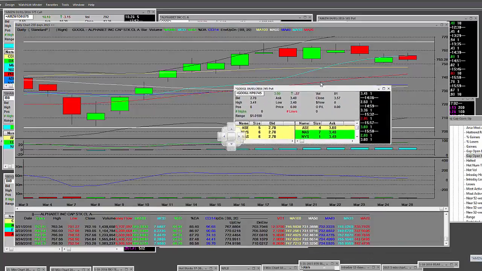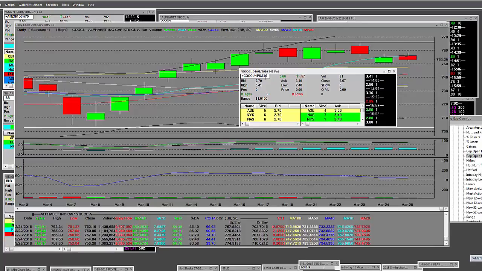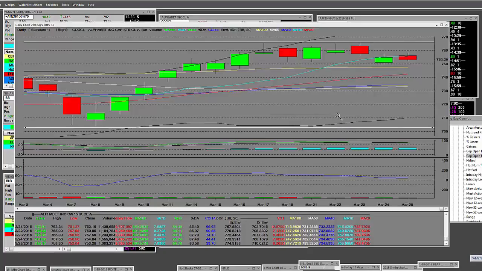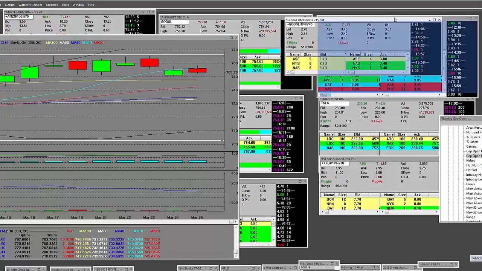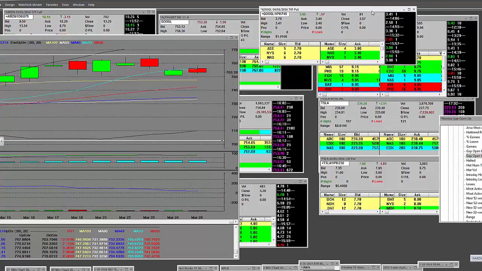And here is the options on Google today. It's a 745 put option. It had a dollar range, 81 contracts traded. So, as I said, where the resistance level is, if we can get our entry at a dollar 20.